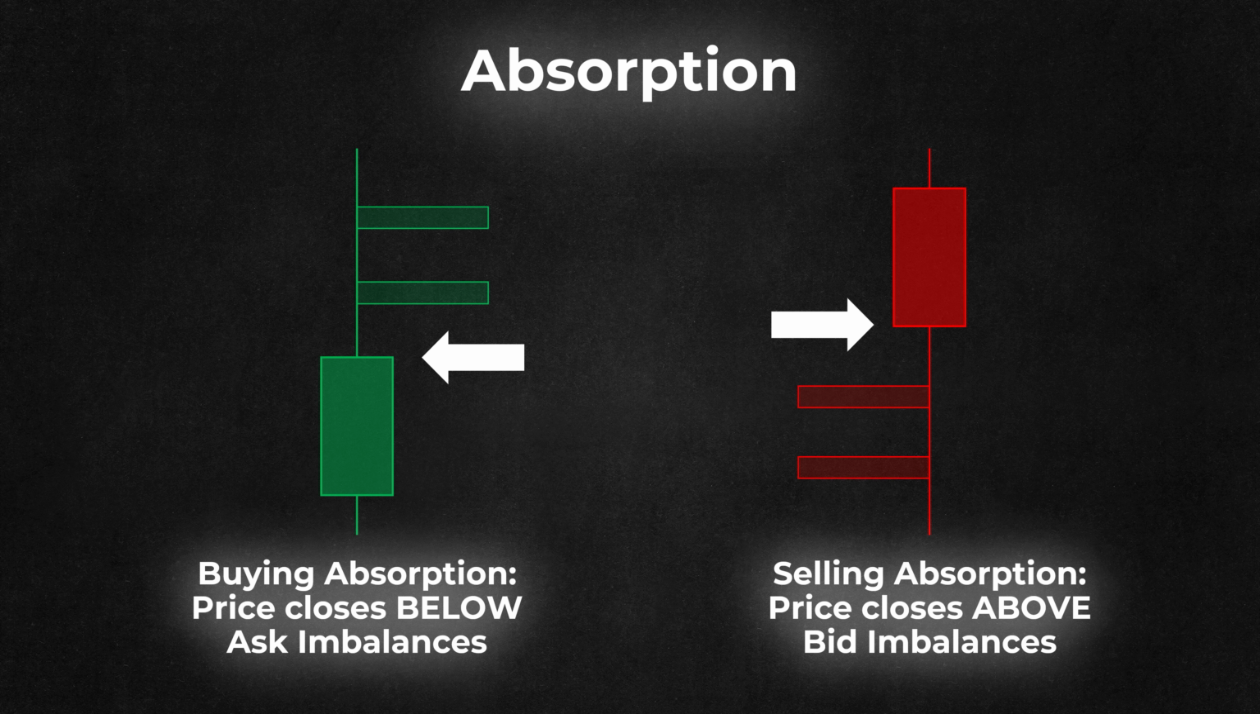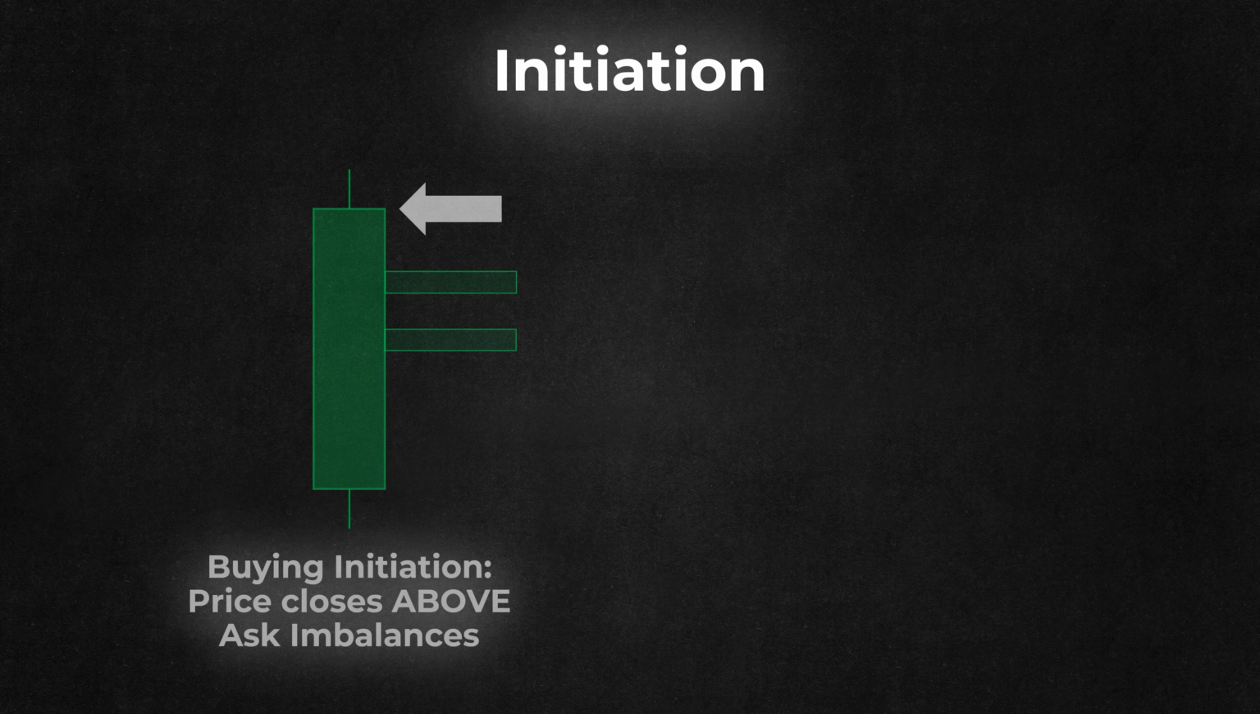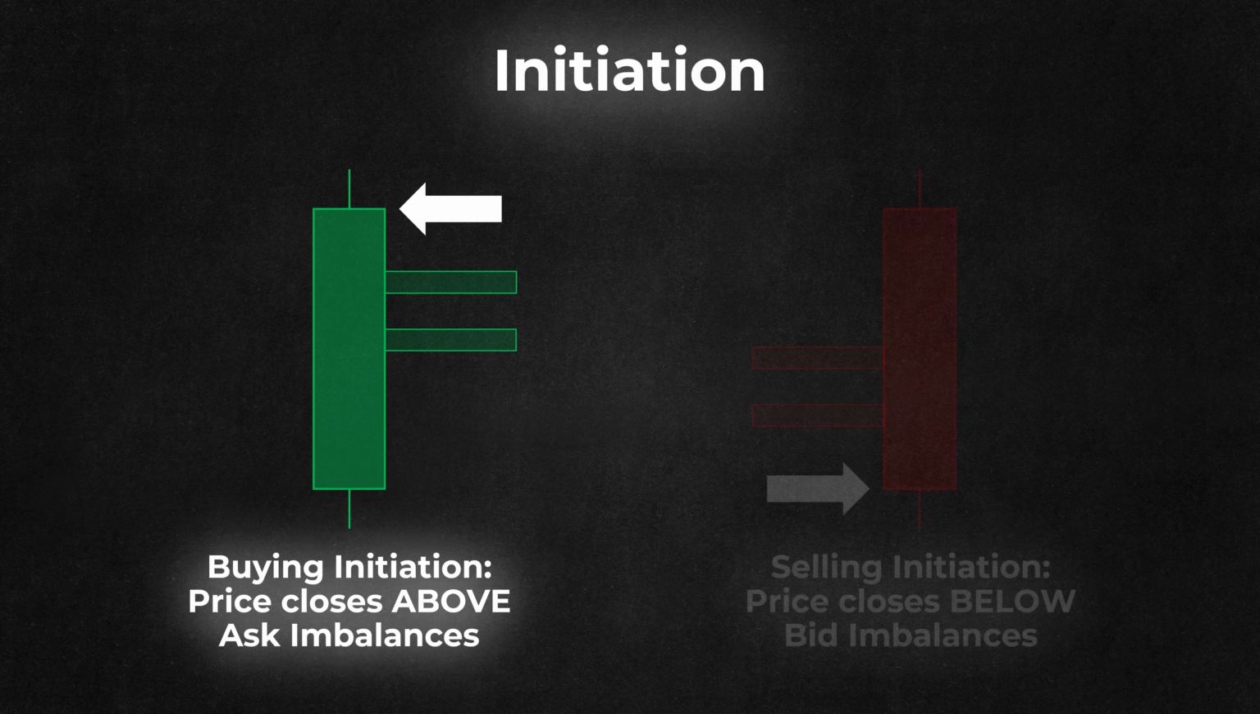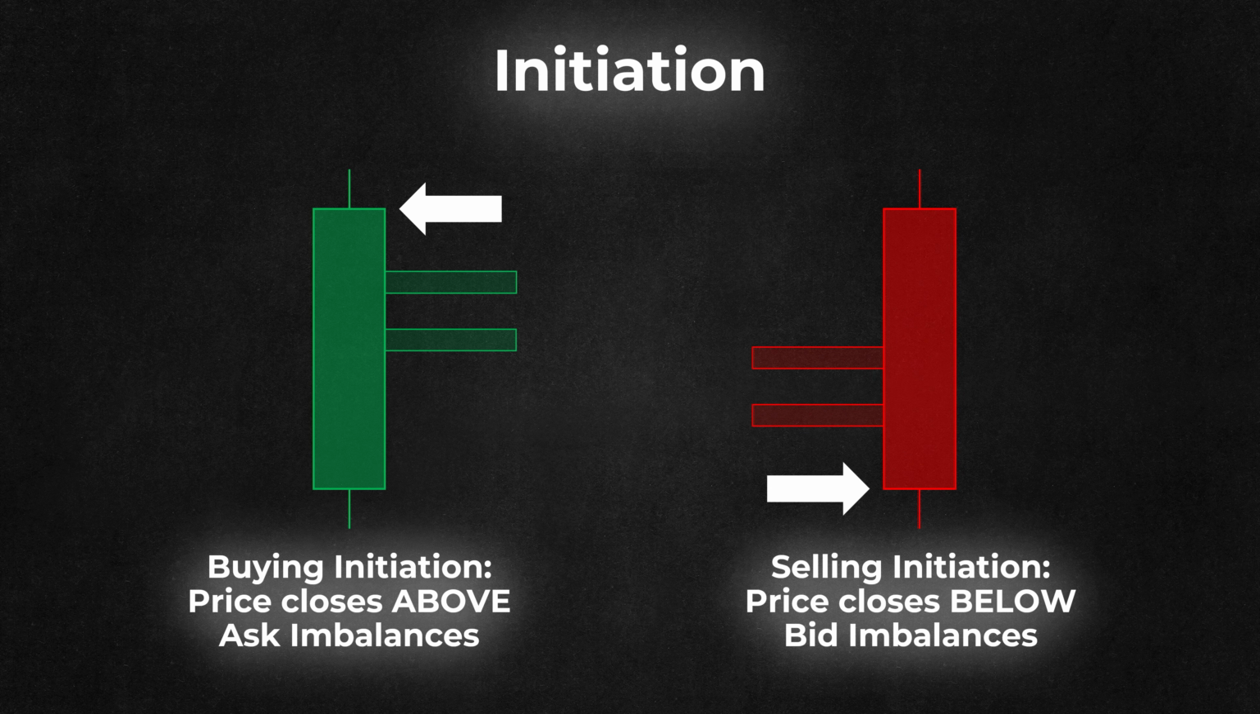The absorption pattern is sometimes not enough to spot a reversal. We need to confirm it with the initiation pattern right after. The initiation pattern is nothing more than the agreement between imbalances in price. The buying initiation pattern occurs when we see price closing above imbalances in the ask. The interpretation is that the imbalances in the ask indeed represent buying aggression with directional intent. The selling initiation pattern occurs when we see price closing below imbalances in the bid. The interpretation is that the imbalances in the bid indeed represent selling aggression with directional intent.